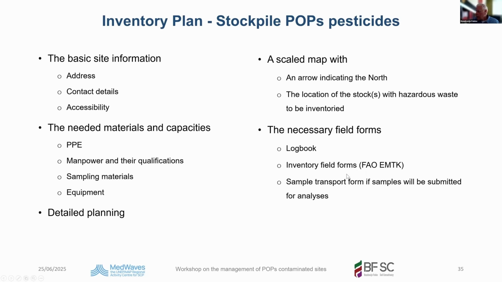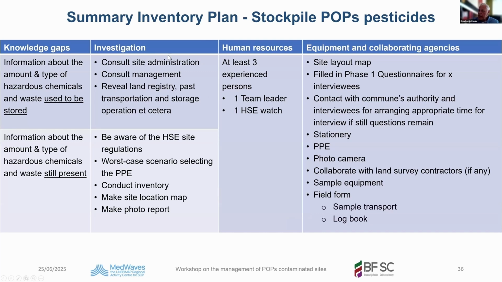And here I direct you to the FAO environmental management toolkit of the FAO. You can download it from the internet, and in the guidelines is a link to it. Here the FAO has extensive guidance on stockpile inventory. And this is a summary of the inventory plan: knowledge gaps, information about the amount and type of hazardous waste, and the waste used. So you have to know what was and what is in the store.